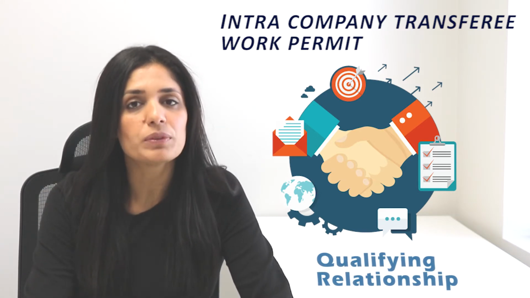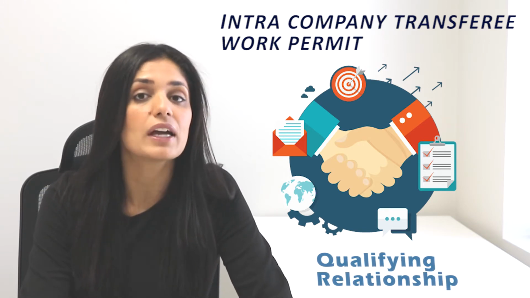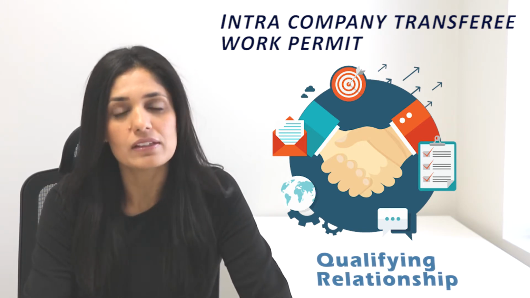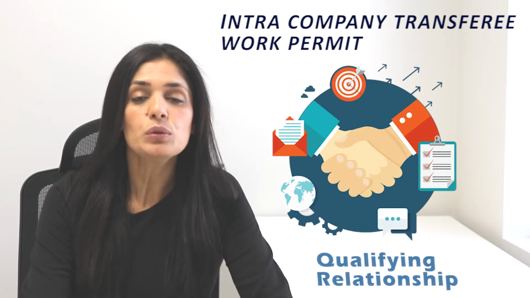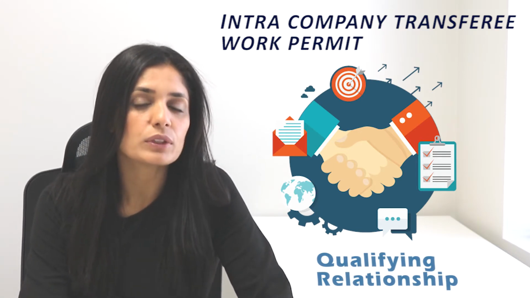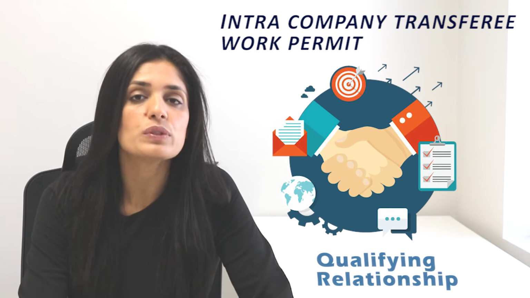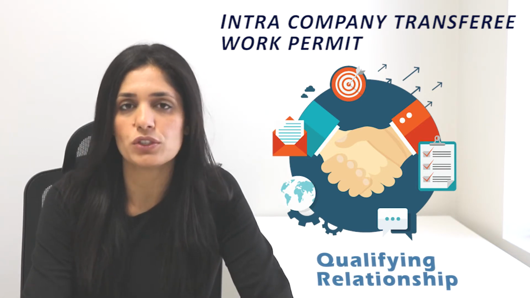The relationship does not necessarily mean that the type of business that you conduct has to be identical. So let's say again in this example, if your business in India is a shoe factory, you can have a different type of business in Canada. What the government really looks at is who owns it, how many shares, and that really determines the qualifying relationship.